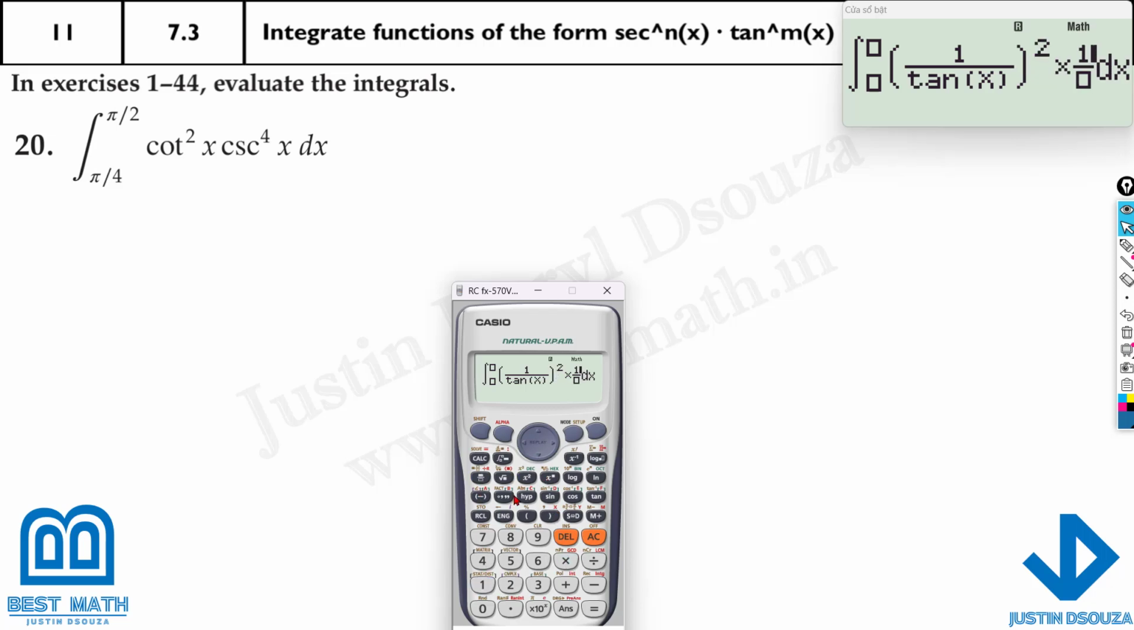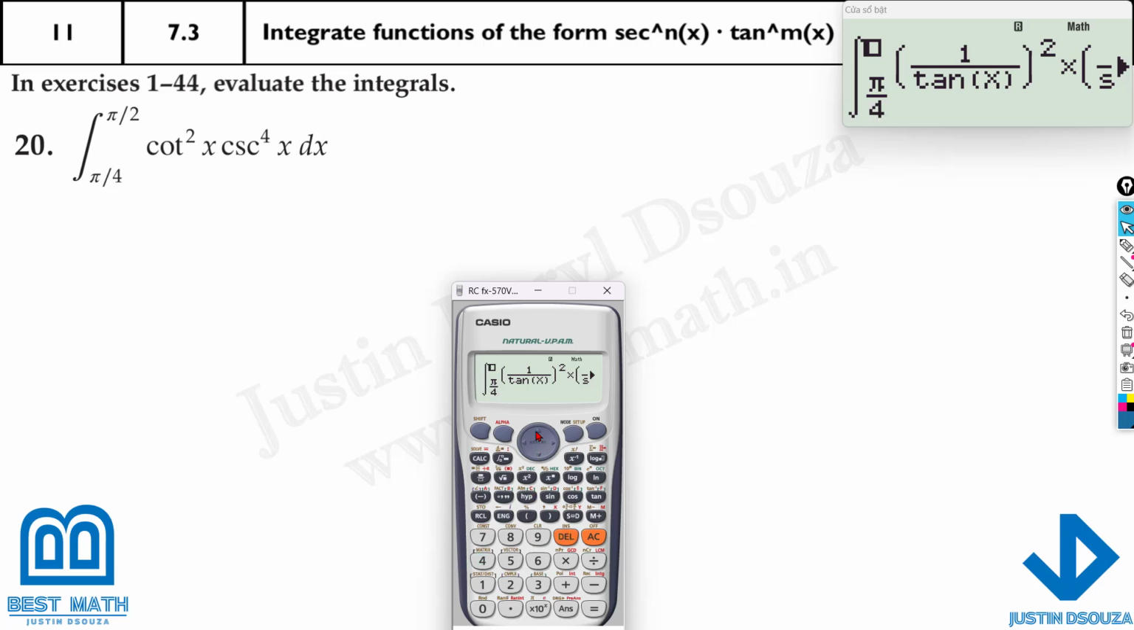Multiplied by cosecant, which is 1 by sine x, close the bracket, and then raised to the power 4. See, it will work even without the brackets, but it's just better to put the brackets so you'll understand what's going on exactly. So the lower limit is pi by 4. Absolutely fine, there's no issue with that.